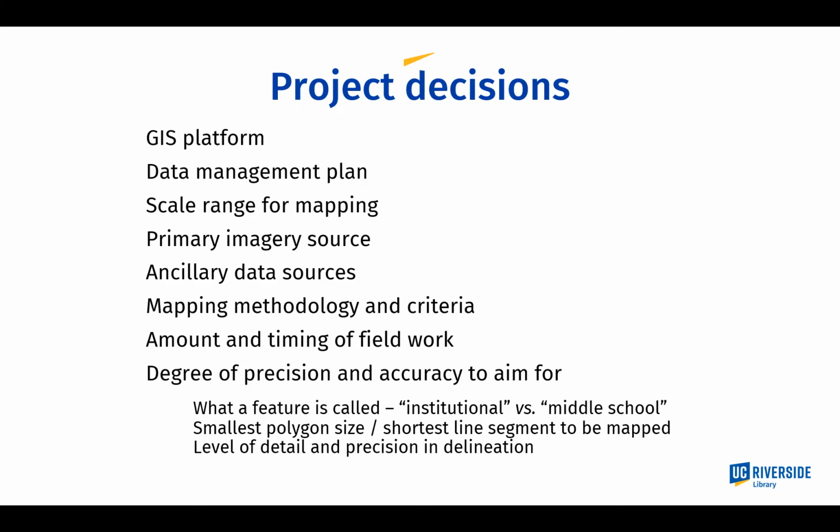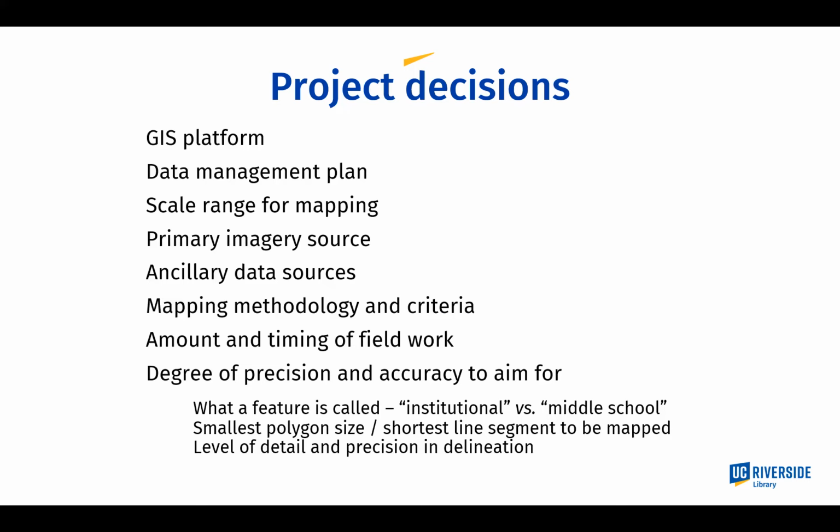What am I going to use for a mapping methodology? And what criteria are we going to establish for what's going to be mapped and how it's going to be mapped? If the field work is a thing, then how much field work are you going to do, and how is that going to be spread throughout the project? And then what degree of precision and accuracy are we going to aim for? And that can go in a few different ways. For instance, if you've got what a feature is called, you can be very general and say it's institutional, or you can be more specific and say it's a middle school.